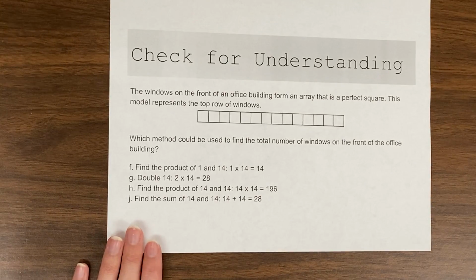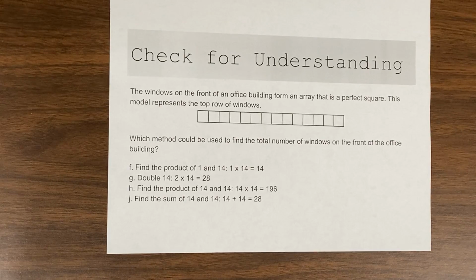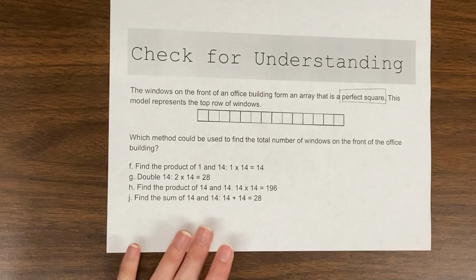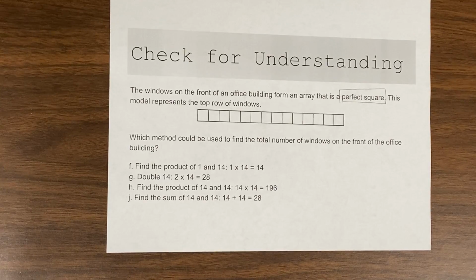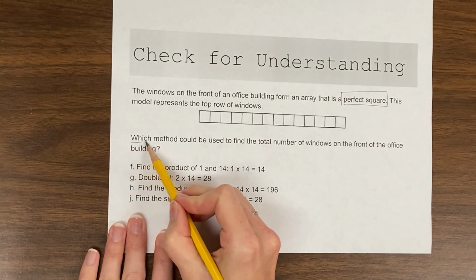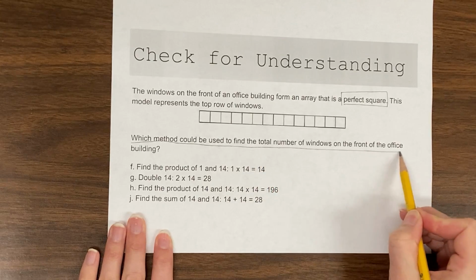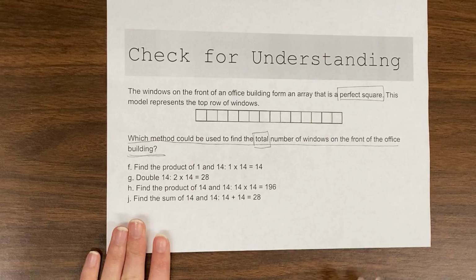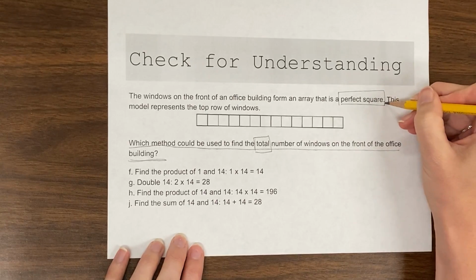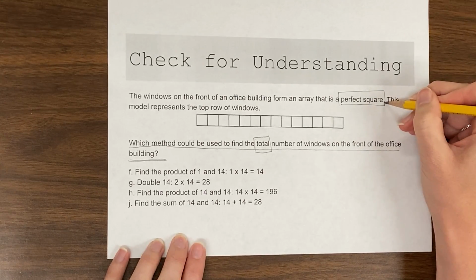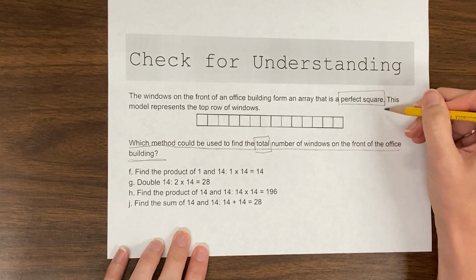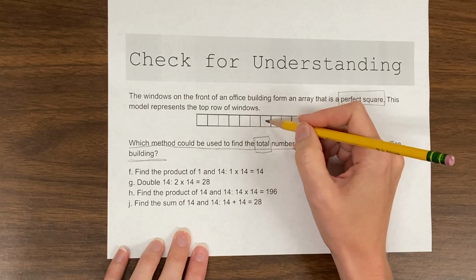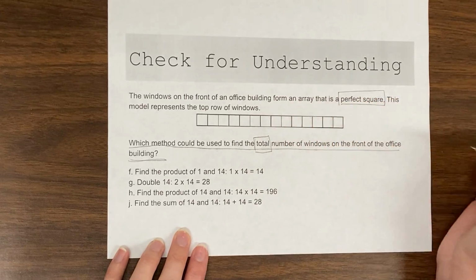All right, last one. The windows on the front of an office building form an array that is a perfect square. The model represents the top row of windows. Which method could be used to find the total number of windows on the front of the office building? So we need to have a knowledge of what a square is, right? A square means that all sides are equal. So we need to first figure out how many windows there are in our top row.